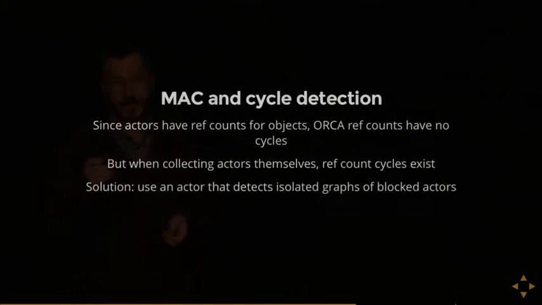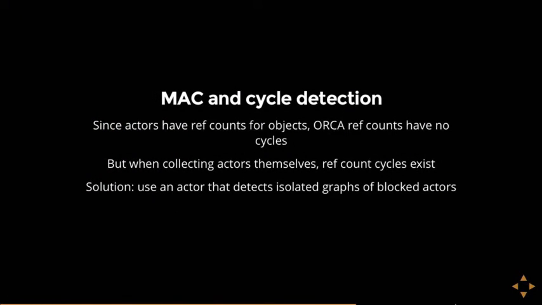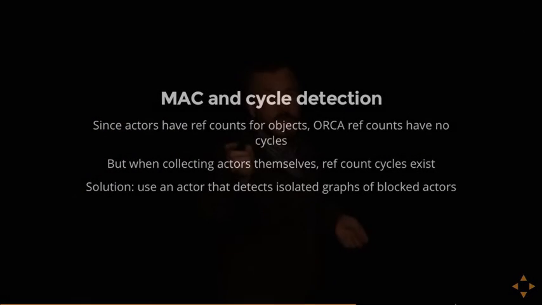So to do that, we need a cycle detector. And the reason is exactly your point about as soon as you have this reference counting situation between actors, now A has a reference to B, B has a reference to A, what are we going to do? We can determine that they've blocked, but their reference count is never going to drop to 0. So we need to introduce a cycle detector. And in Pony, that's an actor. The cycle detector is itself an actor, and it detects isolated graphs of blocked actors.